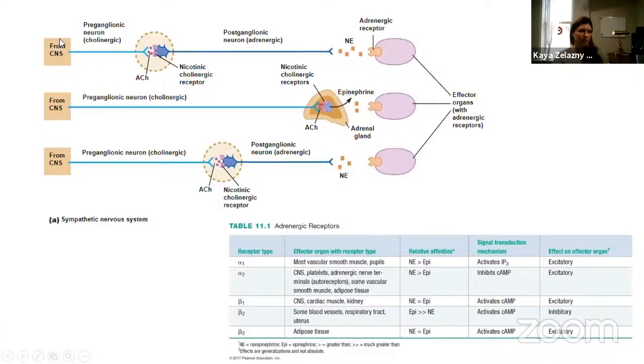So when we're talking about our sympathetic nervous system, this is a picture of 3 pathways for our sympathetic nervous system. We have a preganglionic neuron coming out from our central nervous system, which is our brain and spinal cord. Then it's going to have a synapse here with our postganglionic neuron. The preganglionic neuron is the one that releases acetylcholine. It's cholinergic. Our postganglionic neuron we refer to as adrenergic because it's releasing norepinephrine.